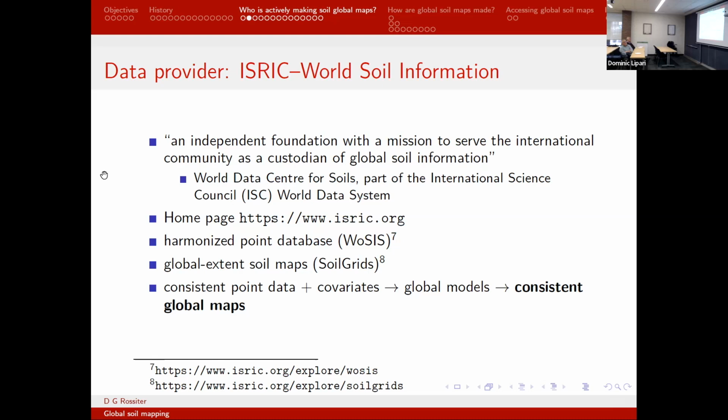Some data we get under the condition that it can't be shared outside. So unfortunately, you can't see it, but we can use it for internal mapping projects. With that, we are making a product called Soil Grids, which I'll show in a minute, which is a global soil extent map. So it's a consistent map over the whole world, using as the basis our harmonized point soil database. And if you have any point databases you'd like to contribute, feel free.